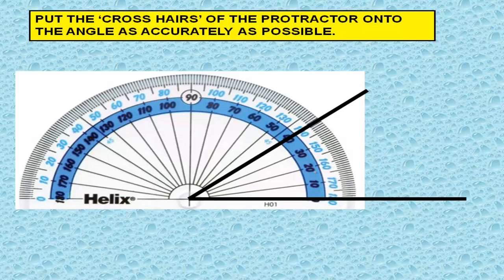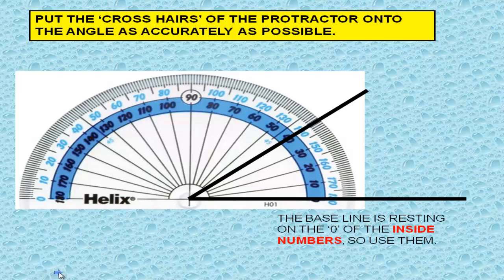Now, which numbers do I use? The inside numbers or the outside numbers to read off this angle? Well, we use the inside numbers. Why? Because wherever the baseline touches your 0, that's the scale you're going to use, the inside numbers. Notice that this baseline touches these outside numbers at 180. Those are not the numbers we want to use. We want to use the ones where the baseline touches the 0 degrees.